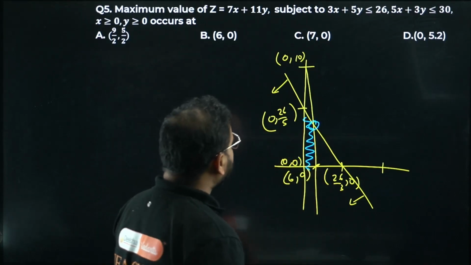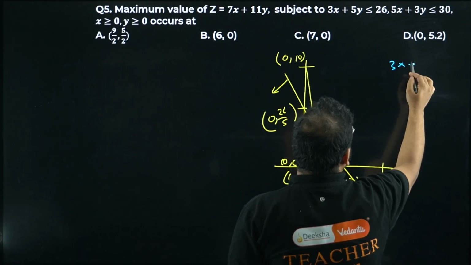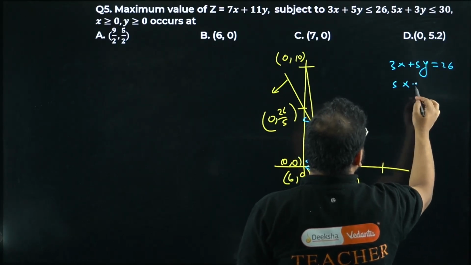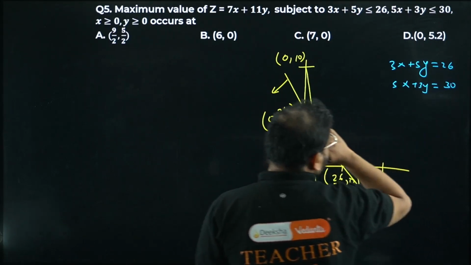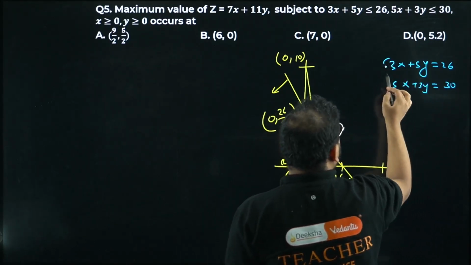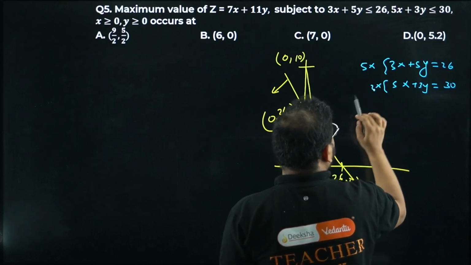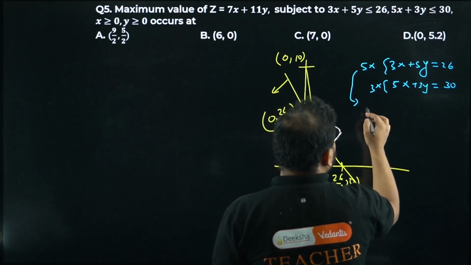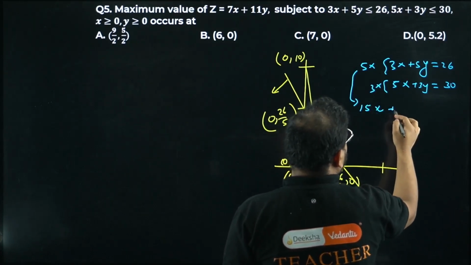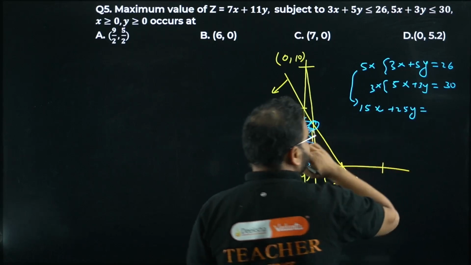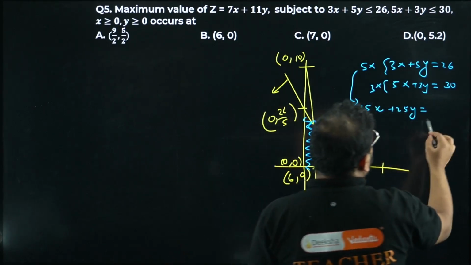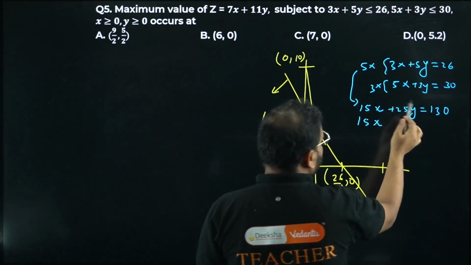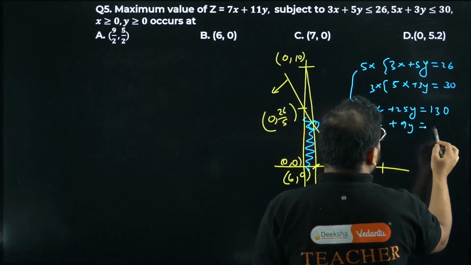So let's solve the equations to get this point. The equations are 3x plus 5y equals 26, and 5x plus 3y equals 30. Multiply the first equation with 5 and the second with 3. Why, sir? I want to eliminate one of the variables. It will become 15x plus 25y equals 26 into 5, so 130, right? And the second, 3 times 5 will again be 15x, plus 9y equals 90.